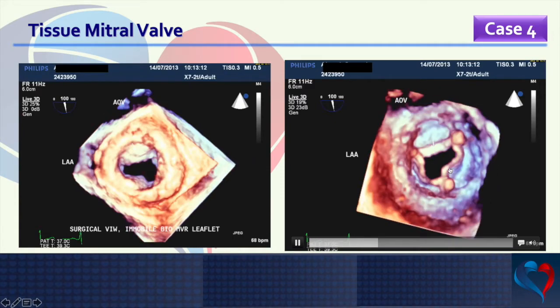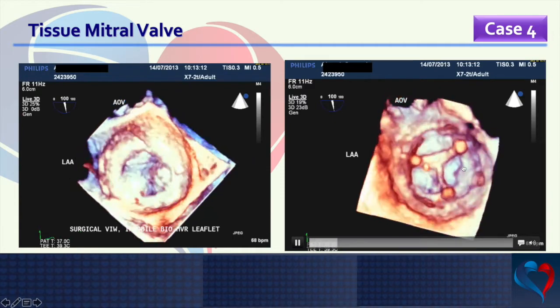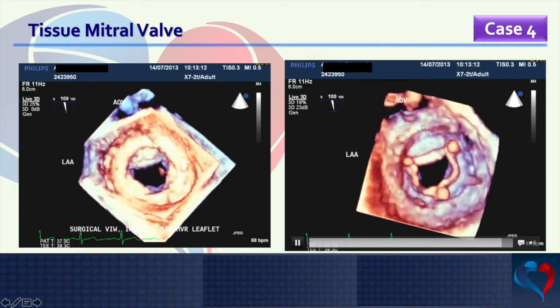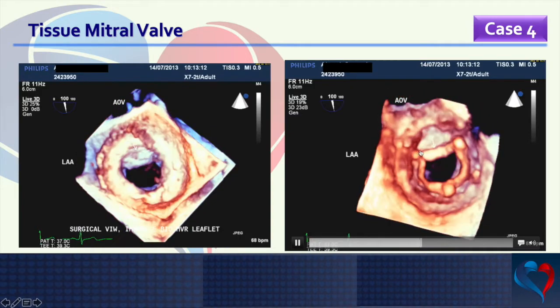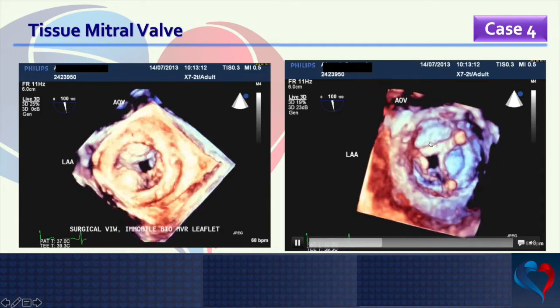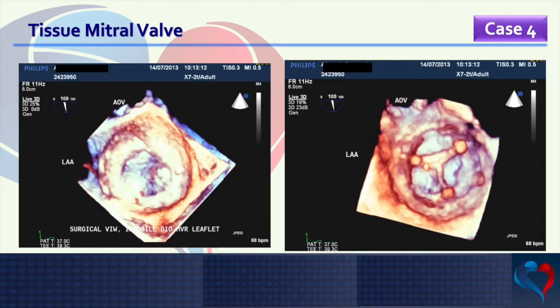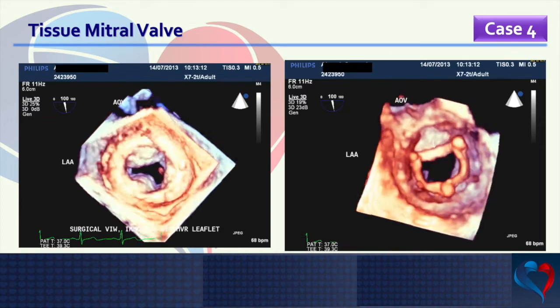You can see beautiful movement of the two leaflets, while the anterior leaflet facing the aortic valve is not functioning, and this is the cause of this patient's mitral valve regurgitation.